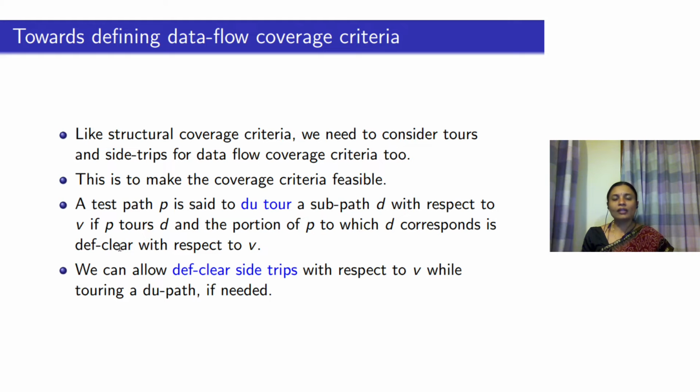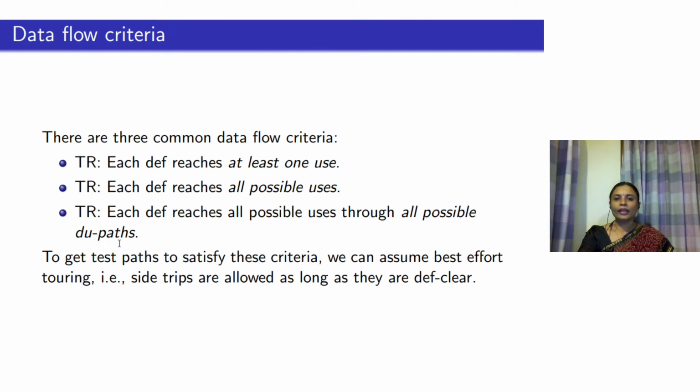We ensure that it stays definition clear as far as the side trip is concerned. Otherwise, we allow both side trips and detours as far as they don't redefine the variable V that we are focusing on. What are the three data flow criteria?